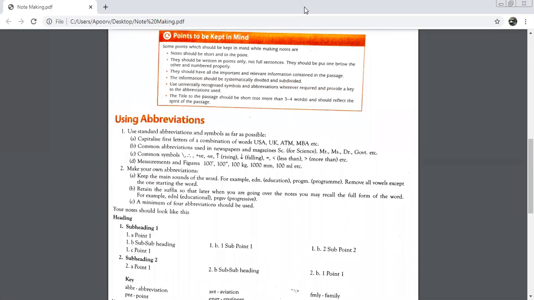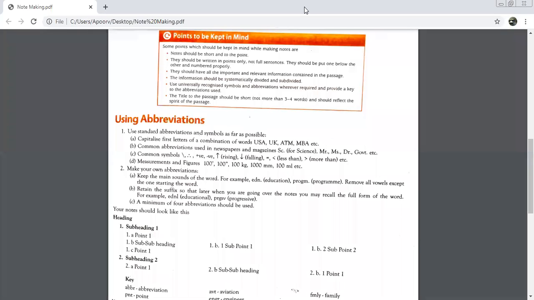Okay, this is related to vowels. Remove all vowels except the one which starts the word. Supposing your word starts with a vowel, what abbreviation will you give for it? I want all of you to tell me whatever comes to your mind. One example of a word which starts with a vowel and what abbreviation would you make for it? Tell me quickly.